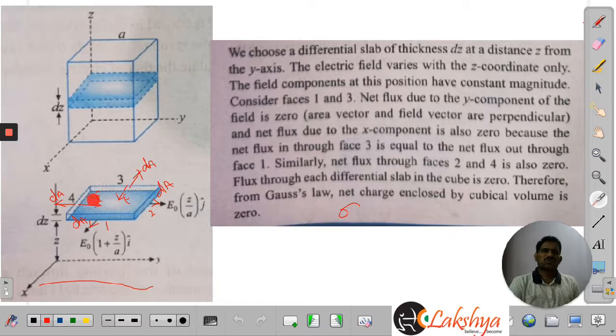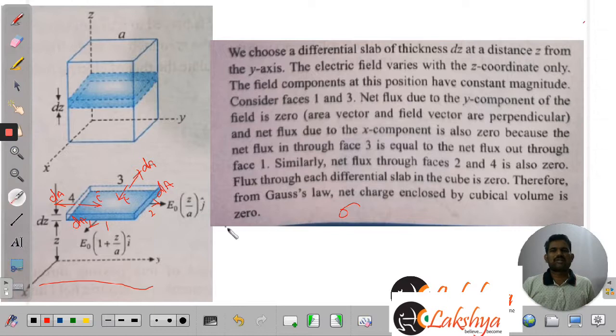Now the net flux passing through this entire element will be 0, because 1 and 3 cancel each other and 2 and 4 cancel each other. You may consider a number of such planes placed one above the other, so that the total cube is formed. Now the net flux through that entire cube will be 0. So we can conclude that the charge enclosed by the surface will be 0. Charge enclosed is also 0 here. So that is that question.